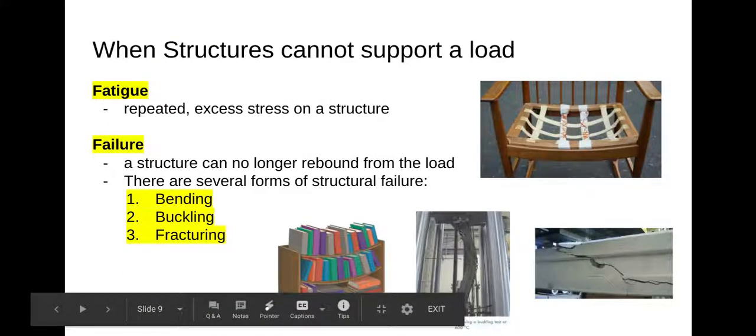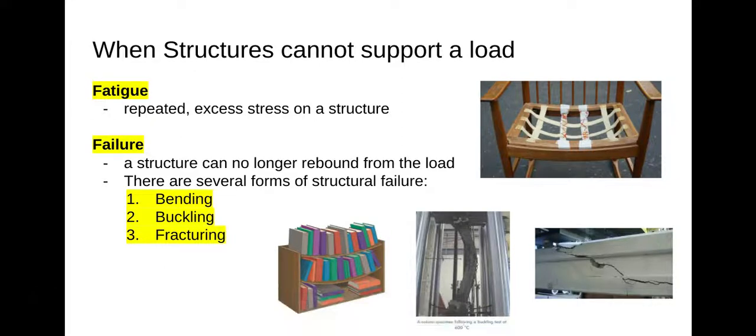So what happens when they don't have a lot of strength? If they don't have those strengths we talked about, like torsion strength or tensile strength, two things can happen. You can get fatigue, when you have repeated excessive stress on a structure. You can see this poor chair, and the bands that make up the seat of the chair have obviously been under repeated excessive stress. We've started to see that they're bending. They're not coming back to their original shape anymore, and they're fatiguing. Eventually that structure is no longer going to be able to rebound from the load, and someone's going to sit on that chair and fall right through, and it's going to be what's called structural failure.